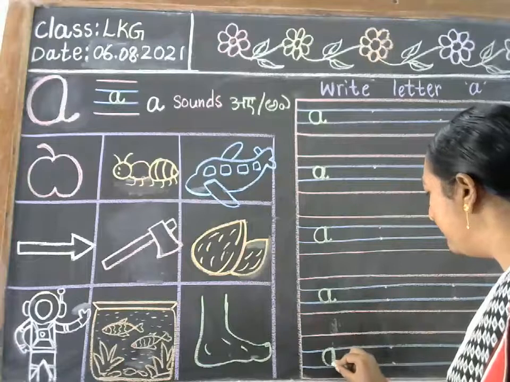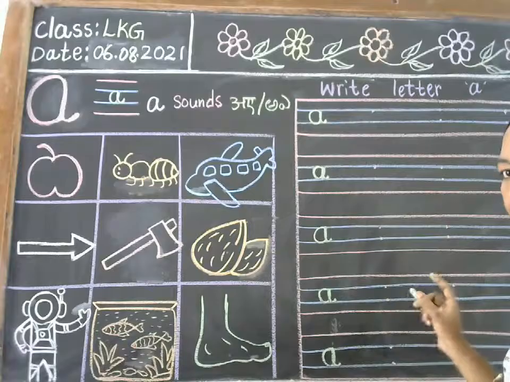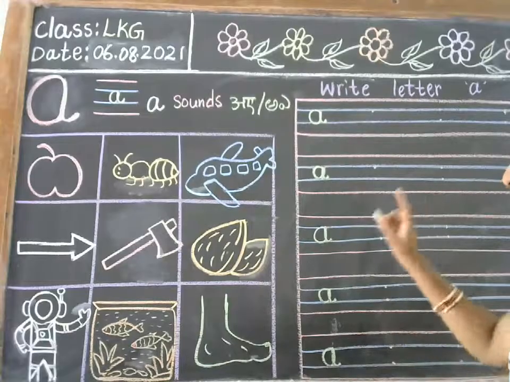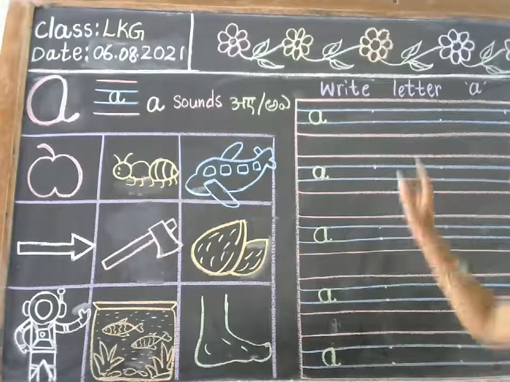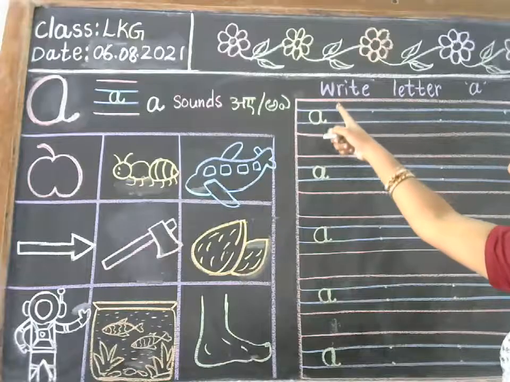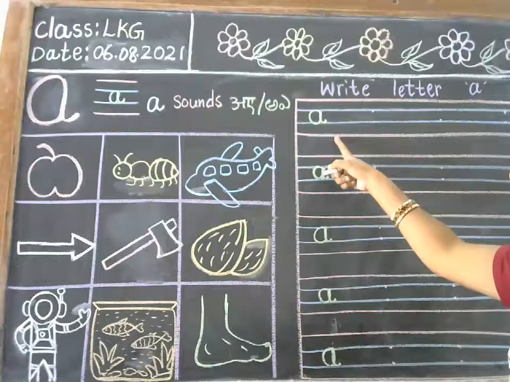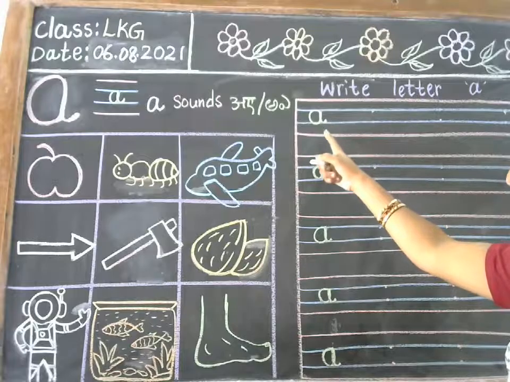Children, you have to start writing in the English notebook. That is four-ruled notebook. In the four-ruled notebook, you have to write properly in the line orientation. That is, first line is pink line, first blue line, second blue line, and second pink line. In this format only you have to write.